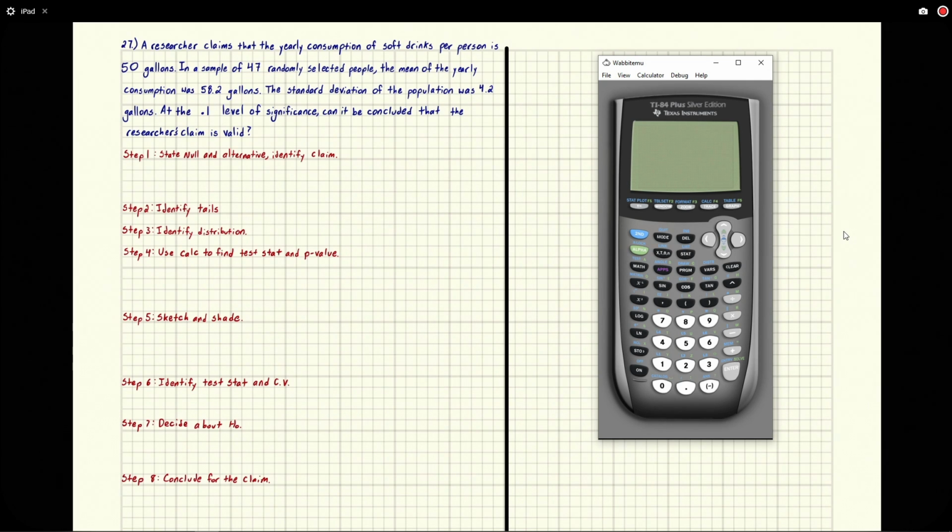And then we have some steps to follow. Now we're going to be using the calculator method because that's what the steps tell us to use, just so you're aware in case your class uses the chart method. So step 1, state the null and alternative, identify the claim.